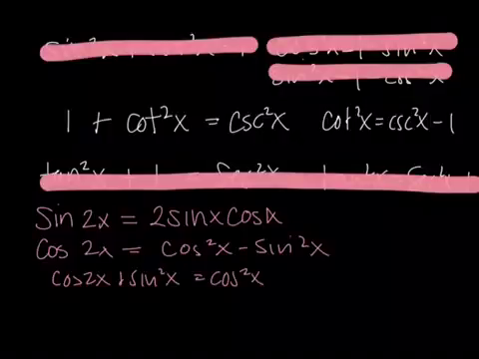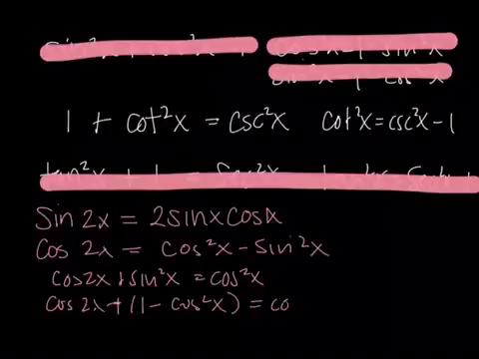And adjusted further, if you change that sine squared of x to be 1 minus cosine squared of x, it's going to be cosine of 2x plus 1 minus cosine, I almost wrote sine, cosine squared of x equals cosine squared of x. So if I add that cosine squared of x to one side, I'm going to get 2 cosine squared of x right here. Bring that over. I'm going to get cosine of 2x plus 1.